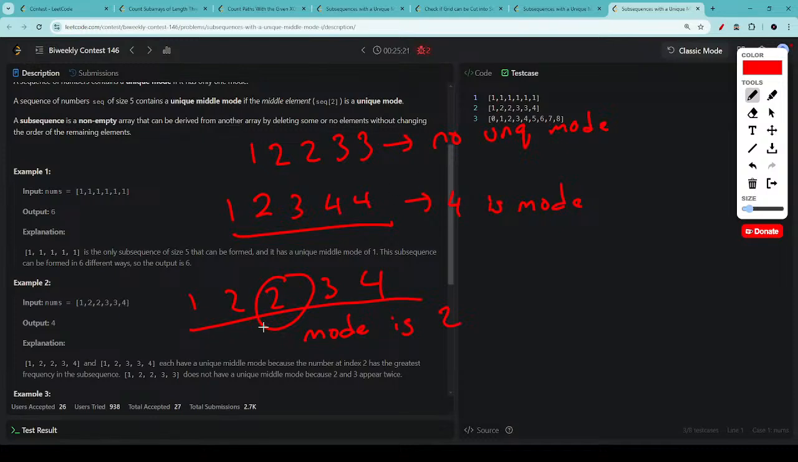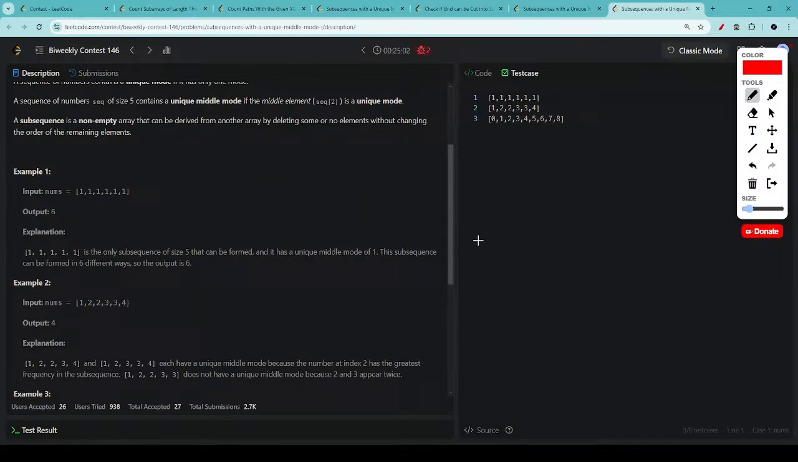So in this case, there's a unique middle mode. So 2 is in the middle, and 2 is the mode. So this is a unique middle mode. Here there's a unique mode, 4 is a unique mode. But 4 does not appear in the middle. So 4 is not the middle mode. So that's what the question is asking for.